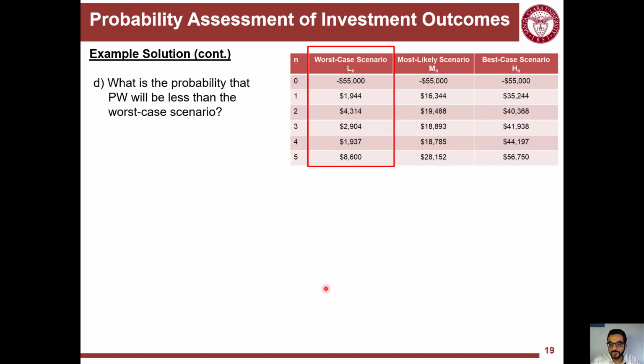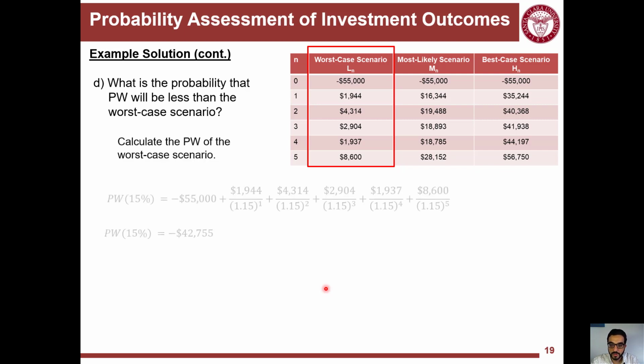Part D is asking what's the probability now that the present worth will be less than the worst case scenario. It's not something that will give us insights. It's more about plotting and figuring out where my worst case is in that probability distribution, and the next part, where my best case scenario is. So we'll calculate the present worth of our worst case scenario, and that will be our benchmark. That's what will be used to calculate the probability and the z and all of that.